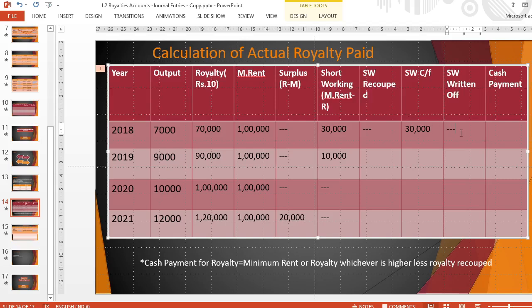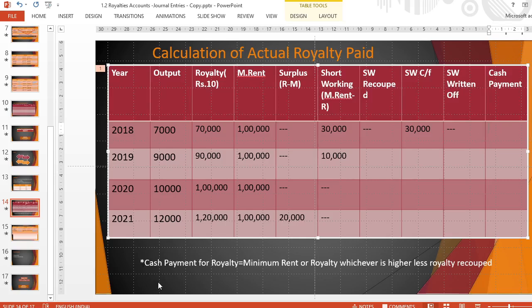So it's also nil. So short working recouped nil because there is no surplus to adjust, and short working carried forward, we have transferred this balance to next year because we can adjust this year short working against a surplus of next year. And short working written off, the entire amount is transferred to next year, so there is no short working to consider as dead loss. And cash payment, the final payment paid by the lessee to lessor.